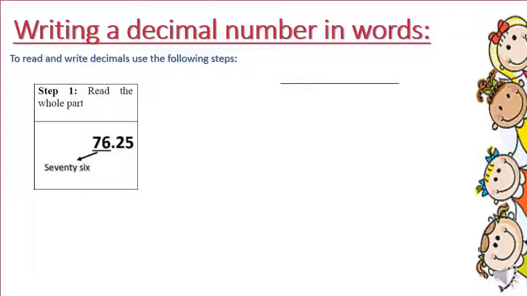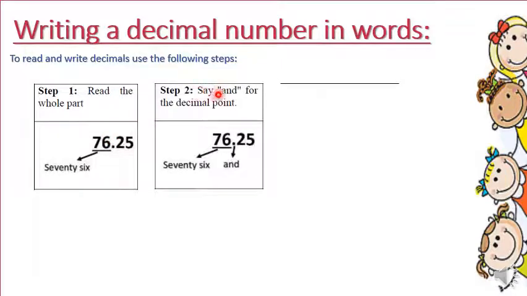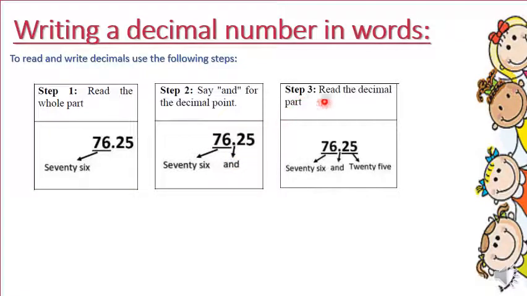Starting with step 1. This is a decimal number. How to read it? Step 1. Read the whole part. This is the whole part. It's 76. Step 2. Say "and" for the decimal point. So it will be 76 and. Step 3. Read the decimal part. This is the decimal part, 25. So it will be 76 and 25.